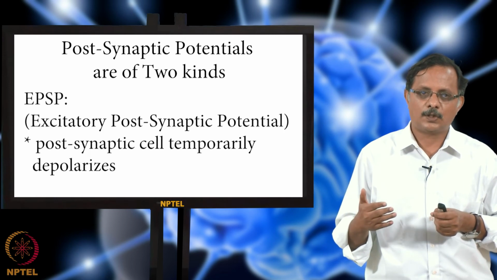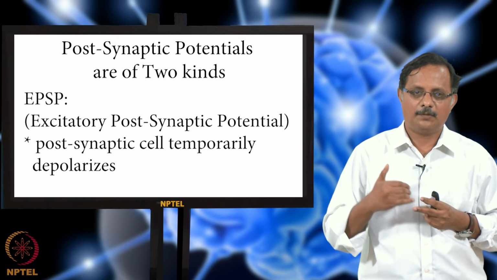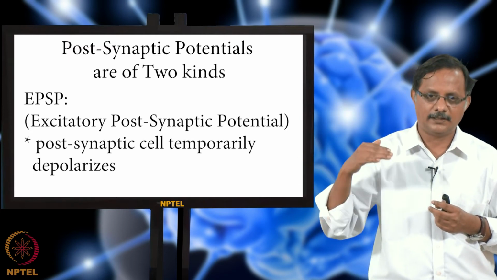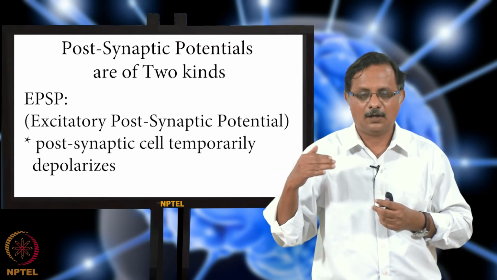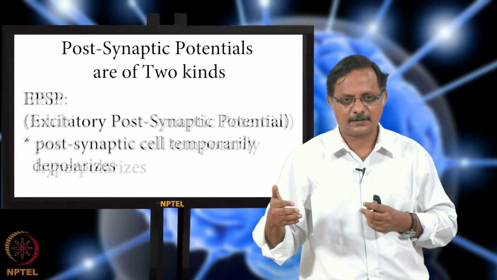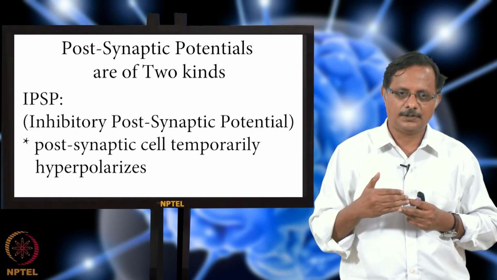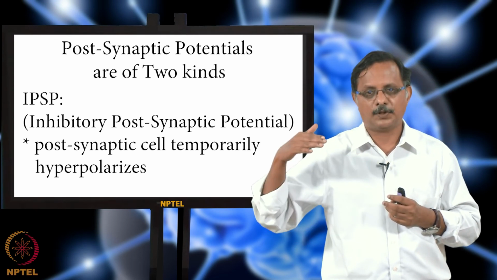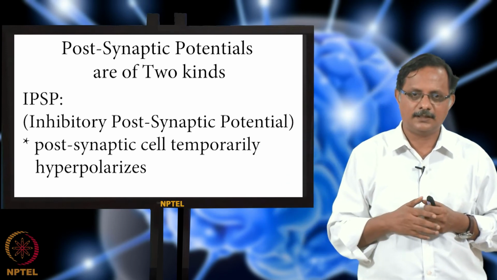There are what are called excitatory postsynaptic potentials, where the postsynaptic membrane becomes more positive than what it normally is, that is, it grows higher than minus 70 millivolts, or what is called it depolarizes. And there is the IPSP, or the inhibitory postsynaptic potential, where the postsynaptic cell temporarily hyperpolarizes, that means its potential goes below the normal value of minus 70. So, let us see how that looks.